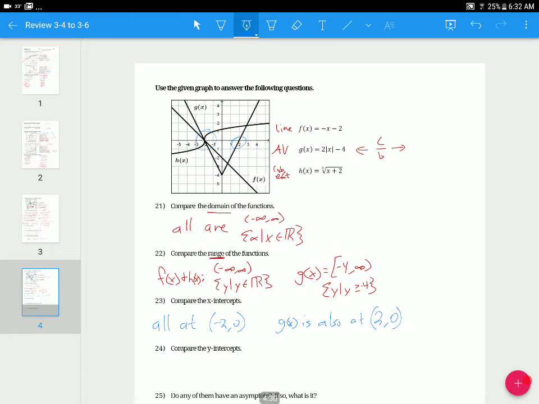The y-intercepts. Okay, where is it crossing the y-axis? And you'll notice all three of these are different. We've got the line, which is right here. So f of x is at 0, negative 2. You've got the absolute value right there at negative 4, so g of x is at 0, negative 4. And h of x is up here, somewhere between 1 and 2.